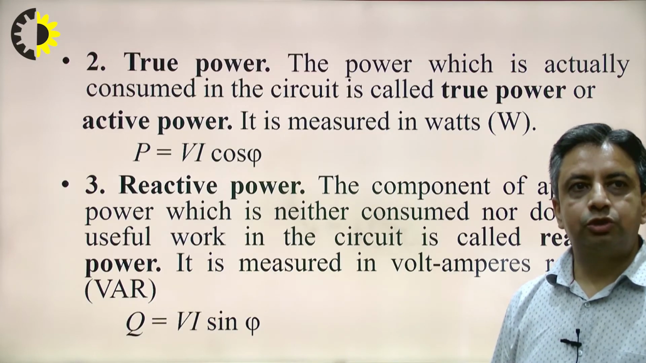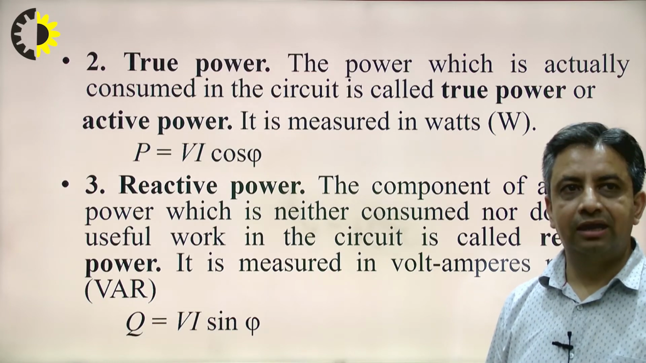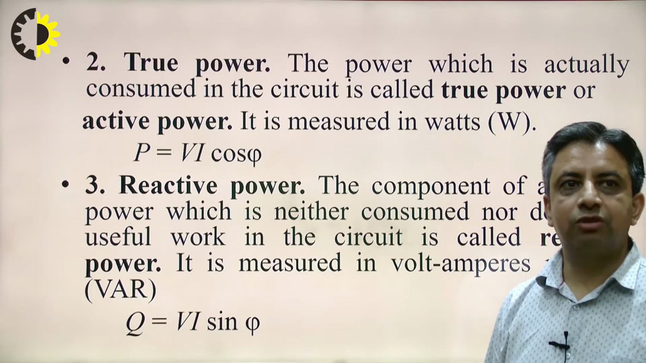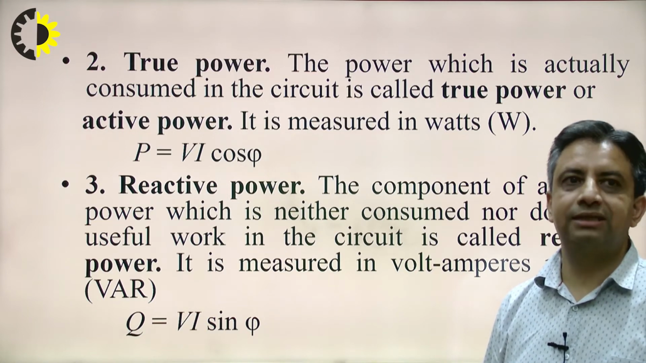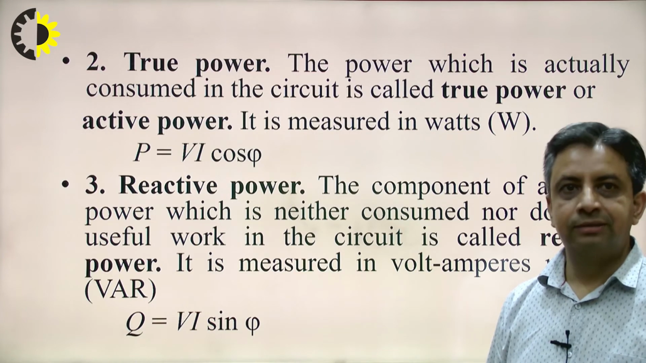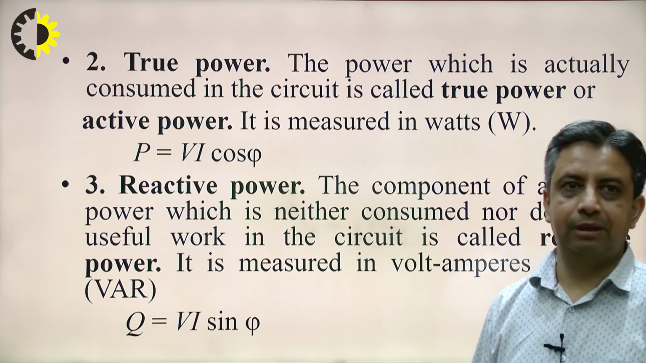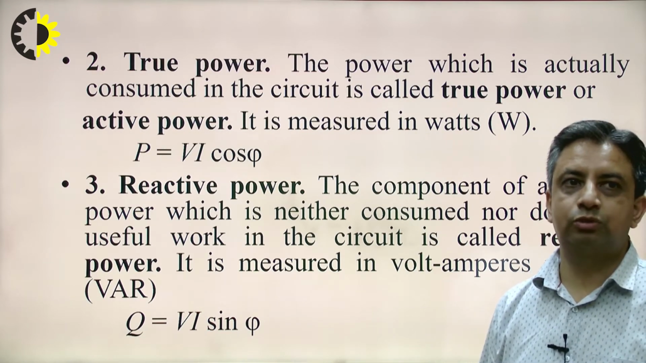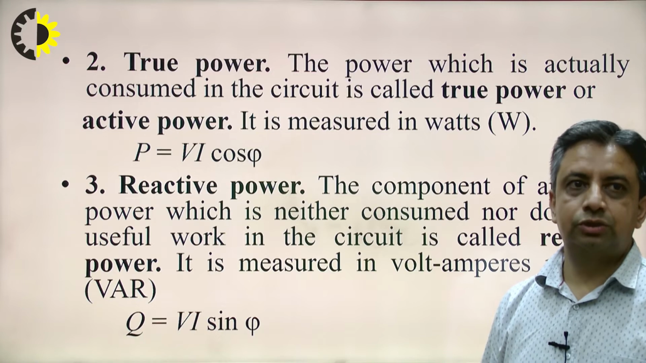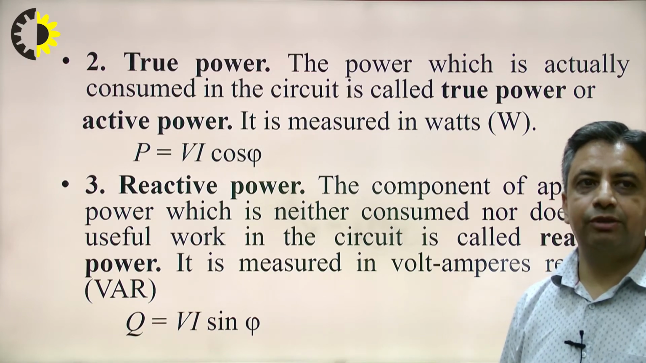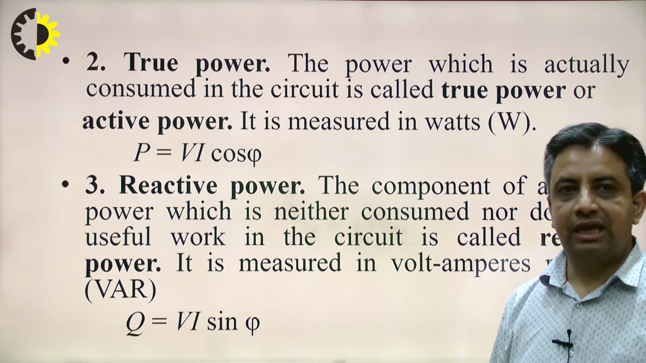Second type of power is true power. True power, or in some books they call it active power, real power also. This power is of very much importance to us because this is the actual power that is consumed by the circuit. Whatever the work is done, that is done by this particular power. That's why it is called true power or real power or active power. The higher the value of this true power or active power, the more work will be done by any particular load. The power formula is VI cos phi. This is the formula to calculate the true power and the units are watt.